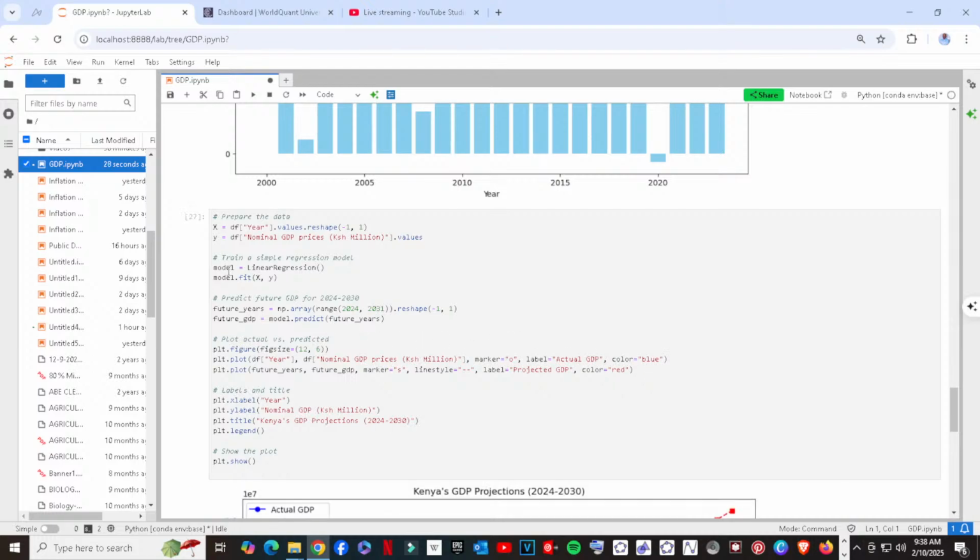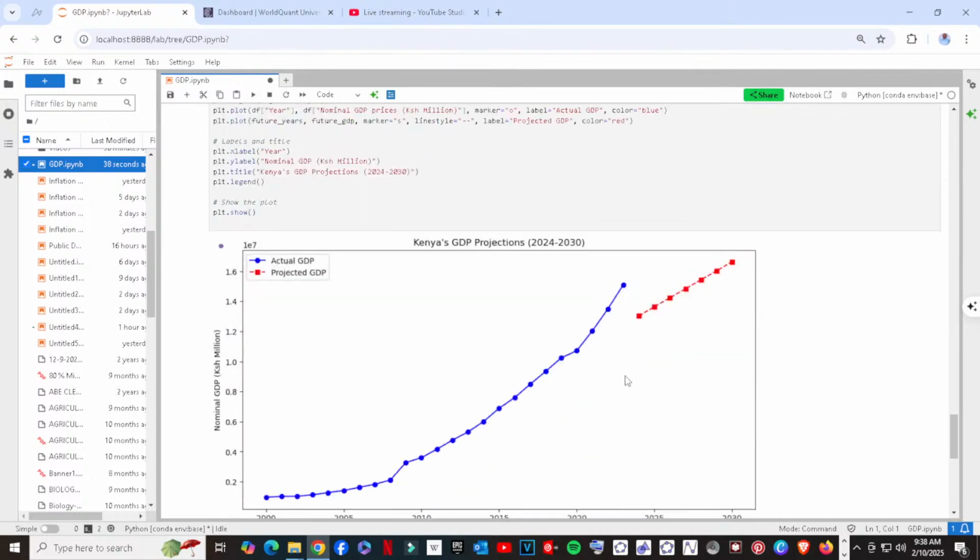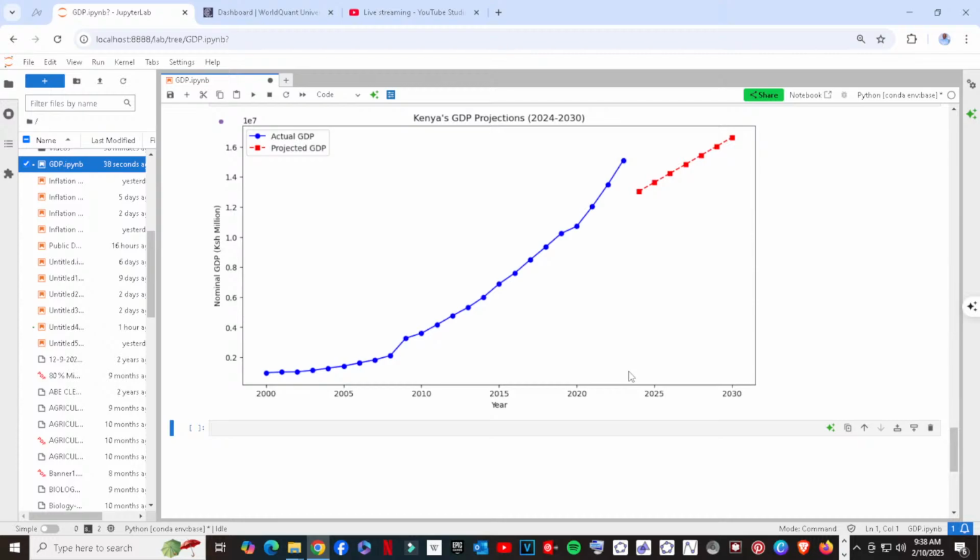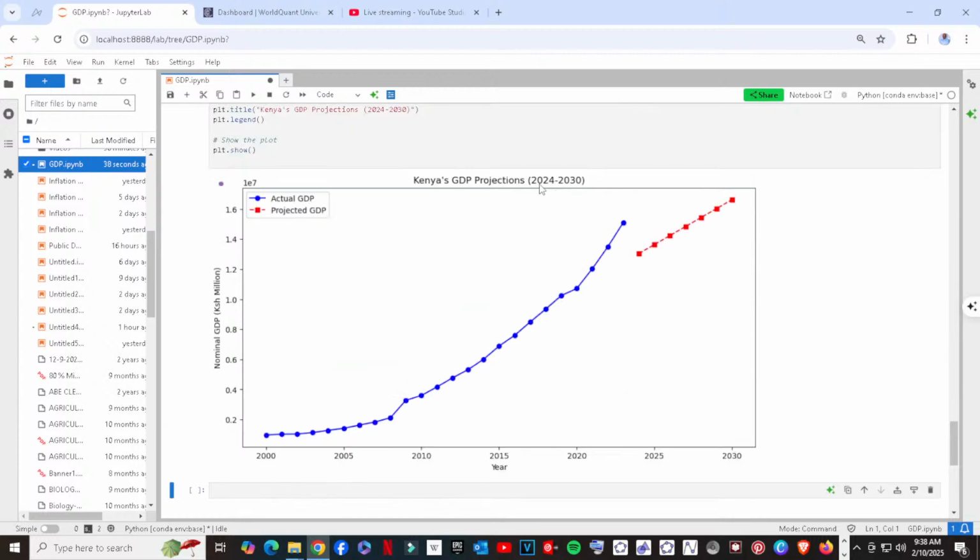And you can see that here we have trained a simple regression model. And so then we predict. So here we are already on some elements of machine learning. And this is what it gives me. So Kenya's GDP projections are this, from 2024 to 2030.